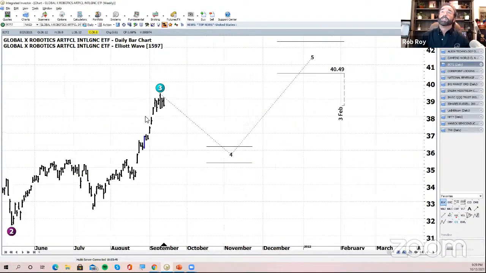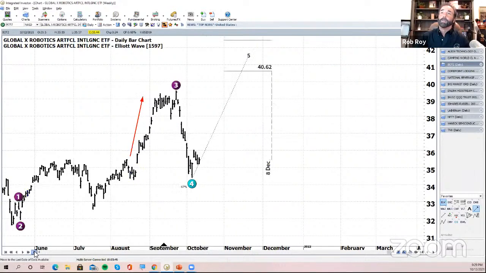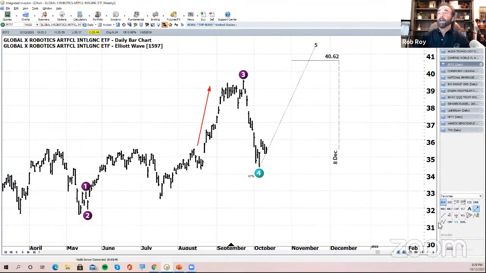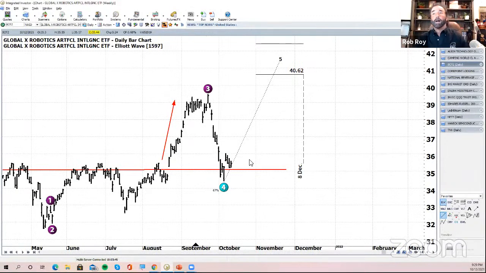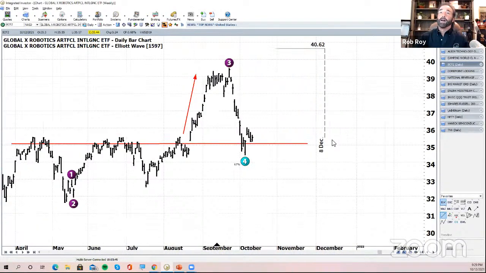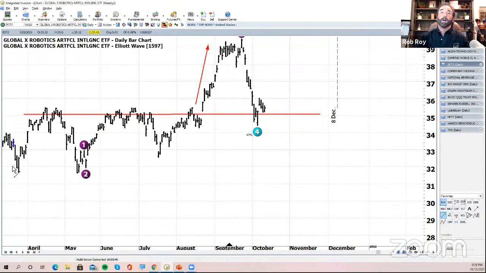And so BOTZ, this was our entry, and it was a bit vertical. And here's why I don't like stuff that goes vertically to the upside. Look what happened. Vertically back down. We are at a level of support, so we can see how that plays out as far as what to do from here. But if it breaks 35, same scenario. We're all the way back down here.